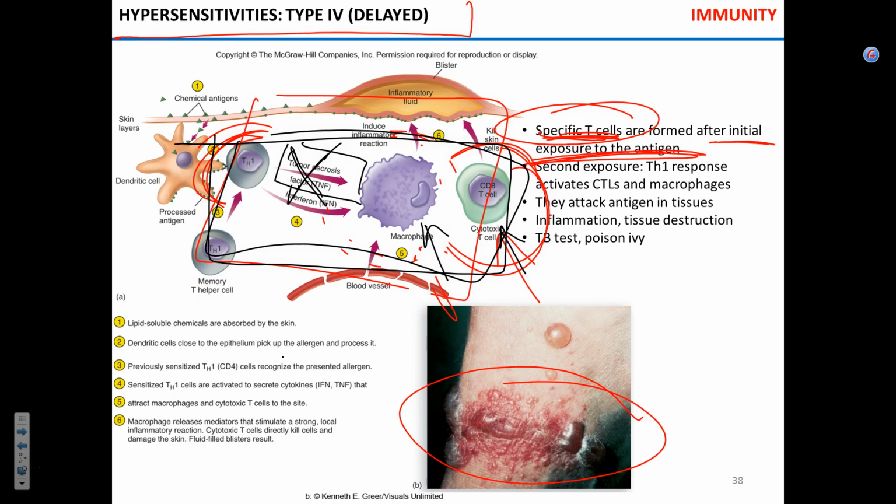Many autoimmune diseases are actually mediated by both type 3 and type 4 hypersensitivities. Say rheumatoid arthritis, type 3, type 4. Inflammatory bowel disease, mainly type 4 with a small involvement of type 3.